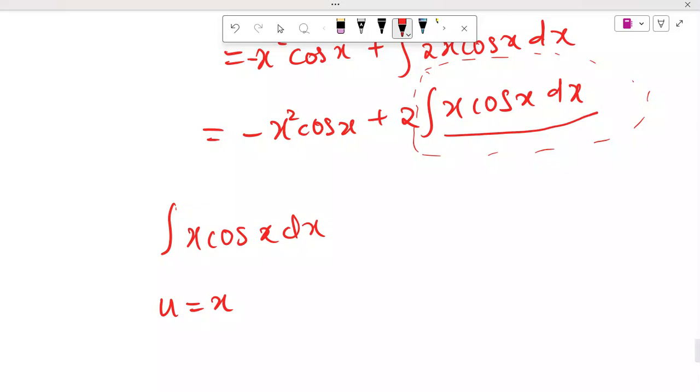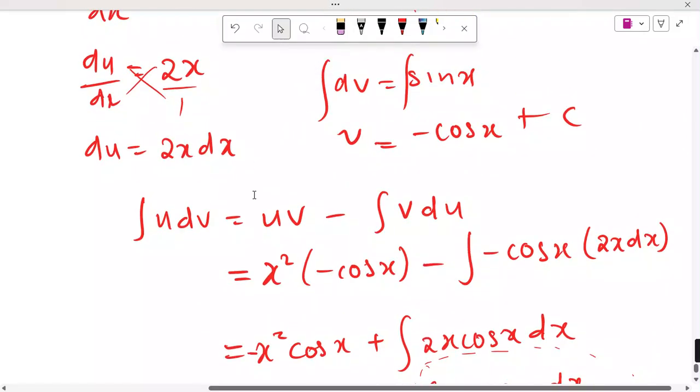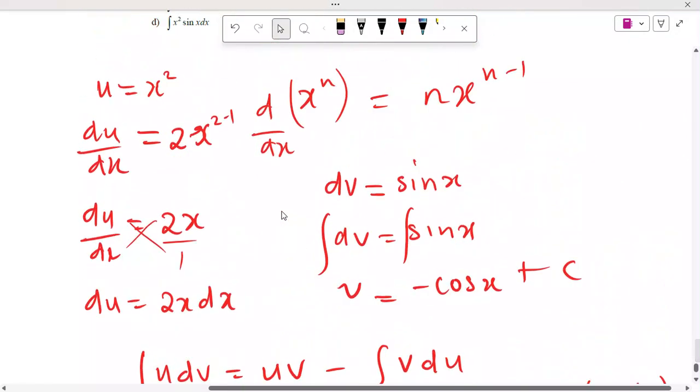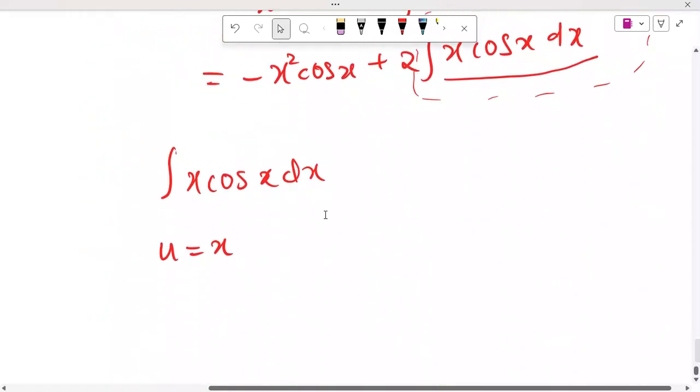So how did we know that we are in the right track? The power here is not increasing. If the power increases, just know that you are on the wrong track. The power here didn't increase. The power was 2 in the question, but now it's 1. So we are on the right track.